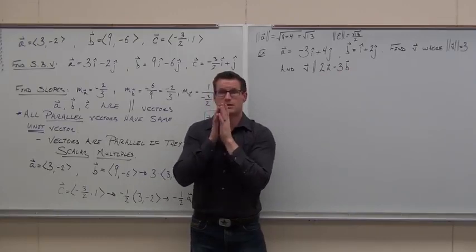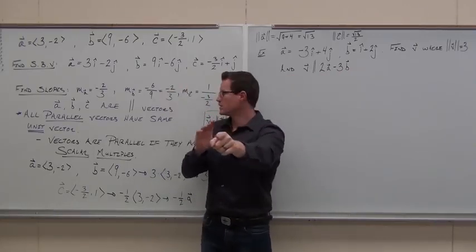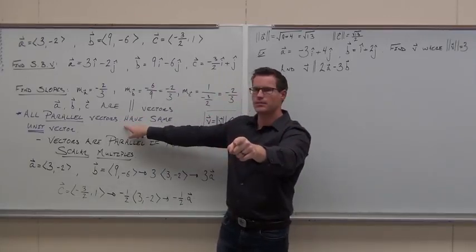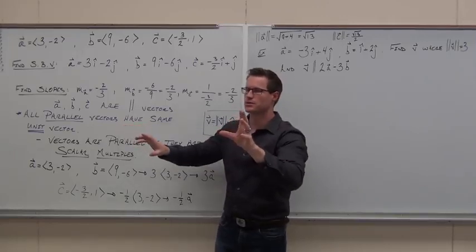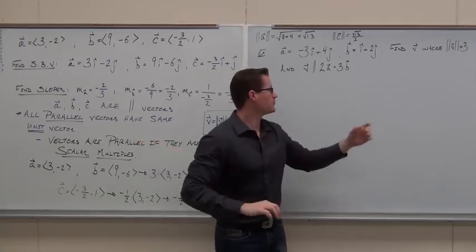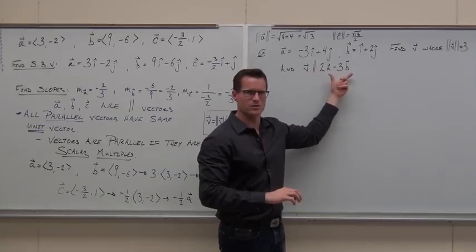Same slope. Let's think more general. Same unit vector. Two vectors are parallel when they have the same unit vector. Here's how this works. It's kind of a weird concept. We're going to find this vector right now. Is that going to be hard to do? That's 2 times A minus 3 times B. That's pretty easy.